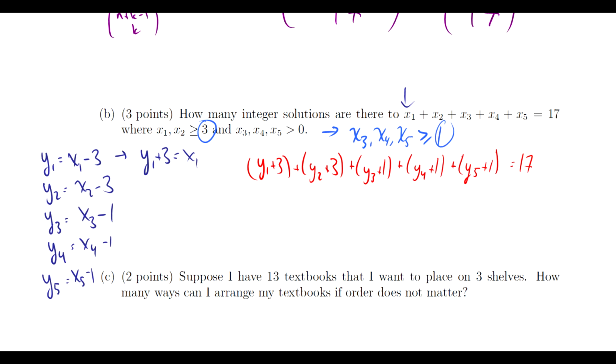So we'll collect all of our like terms. So we'll get 3 plus 3 plus 1 plus 1 plus 1, and we'll subtract it from the right side. So we get y1 plus y2 plus y3 plus y4 plus y5 is equal to 8. And we know that's the same thing as saying 12 choose 8. So a little bit more involved, but I have this exact same example in the combinations with repetition video as well. So this might make a little bit more sense if you go through that video slower.